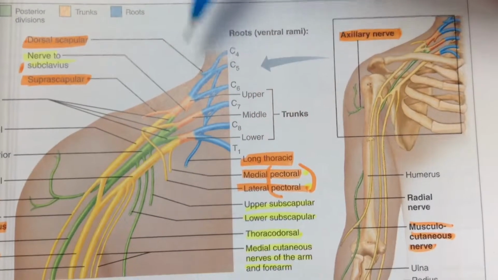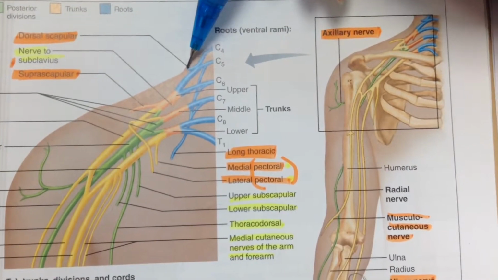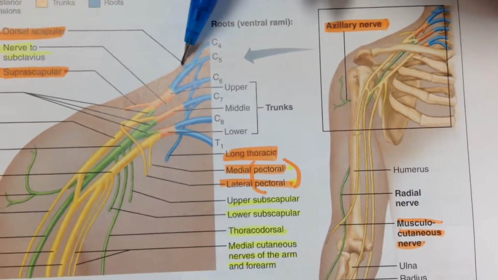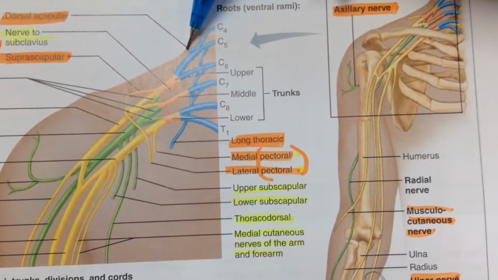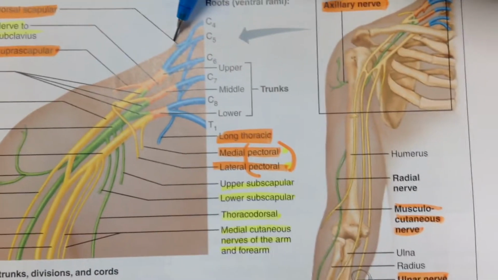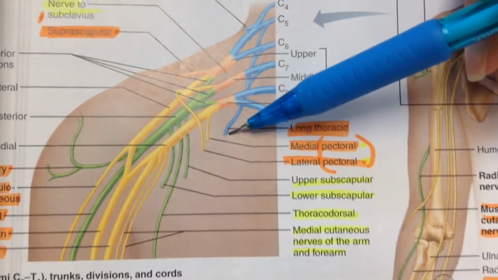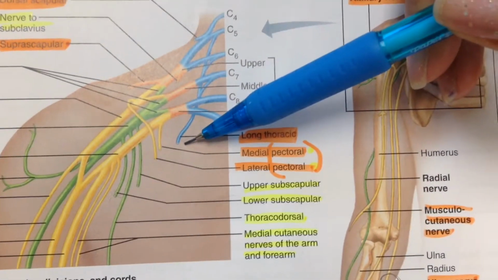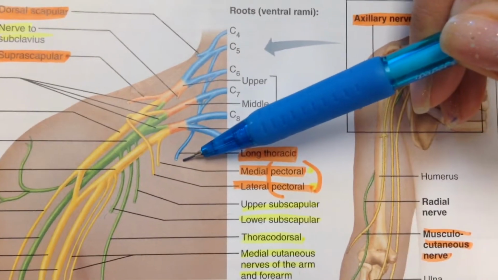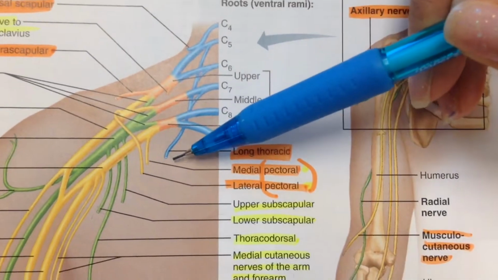So these are the brachial plexus nerves. We're starting with the dorsal scapular. It doesn't have any cutaneous structure served. The motor structure served is the rhomboids and levator scapulae. And the next brachial plexus nerve is the long thoracic. And the motor structure served is serratus anterior.